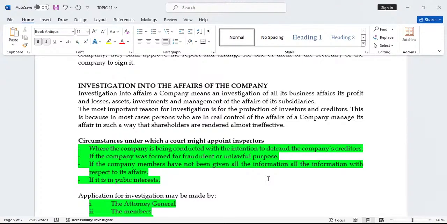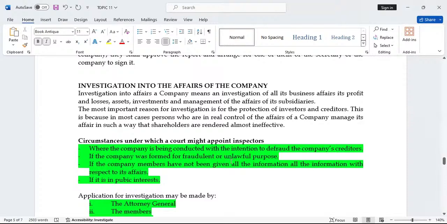The reasons that can be provided would be, for example, where the company is being conducted with an intention to defraud creditors. Or if the company was formed for fraudulent or unlawful activities. Or if the company members have not been given all the information in respect to its affairs. Or if it is in the public interest that the affairs of the company be investigated. These are the circumstances that could lead to company affairs being investigated. Someone brings these reasons before the court, the court evaluates them, and if they deem them okay, an inspector is appointed to carry out the investigations of the affairs of the company.